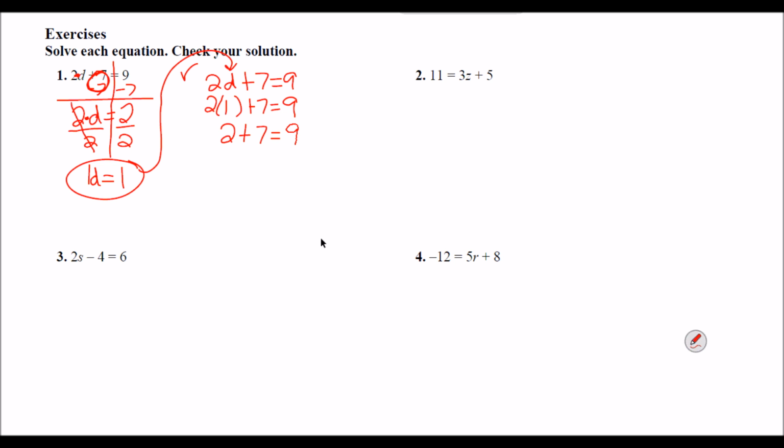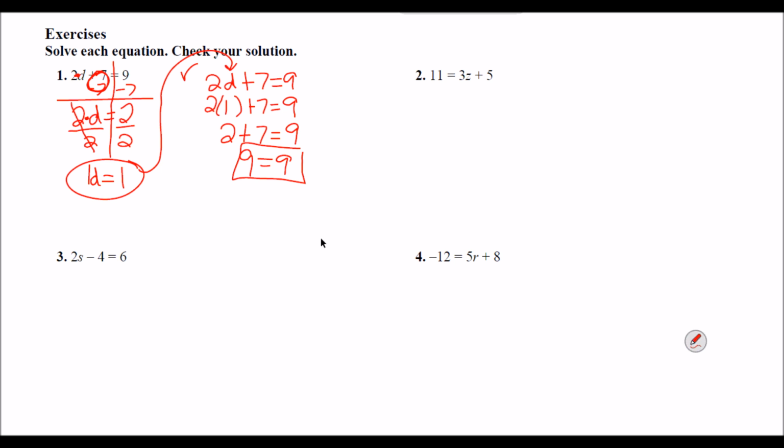Bring down the equals, bring down the 9. 2 plus 7 is 9. And the equals 9 comes down as well, and we notice that the left side and right side are equal to each other, so that proves to us that our answer for number 1 is D equals 1.